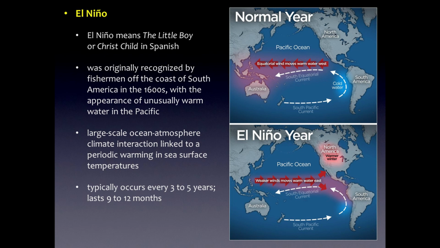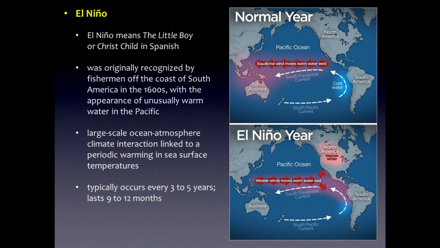It's a large-scale ocean atmospheric climate interaction, and it's believed to be linked to periodic warming of the sea surface temperatures. So we have something occurring in the sea. We also have something occurring in the atmosphere. The time range between when these happen varies. It occurs every 3 years to every 5 years, sometimes to every 8 years. And an El Nino episode can last typically between 9 to 12 months.